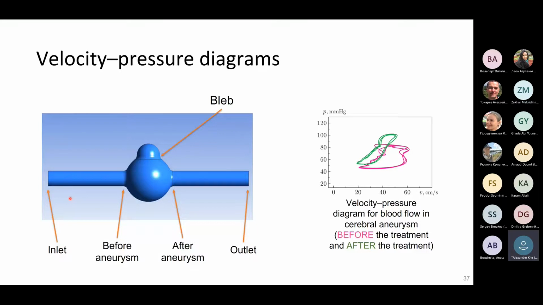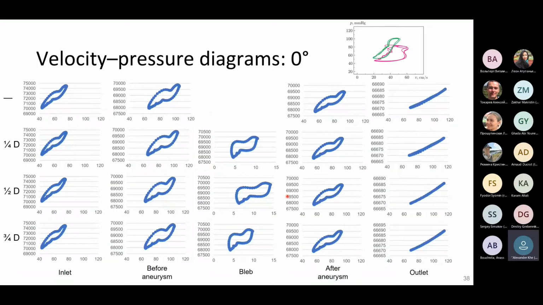We calculated velocity and pressure in 5 different sides of the system. And on the right, you can see these diagrams for a real patient. And these are the results which show that in our calculations we obtained very similar forms of these velocity pressure loops.